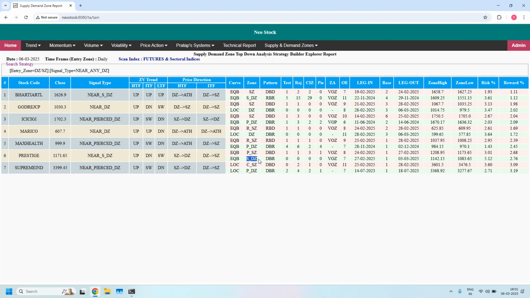Prestige is having a high liquidity daily demand zone. We have identified 2 stocks having high liquidity daily demand zones from this list. Okay, next.